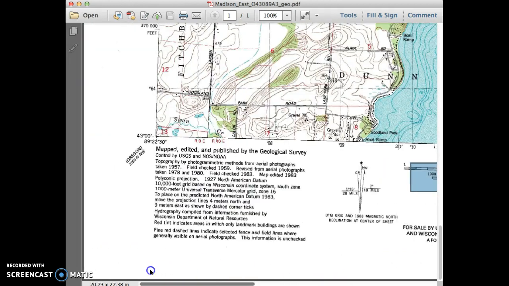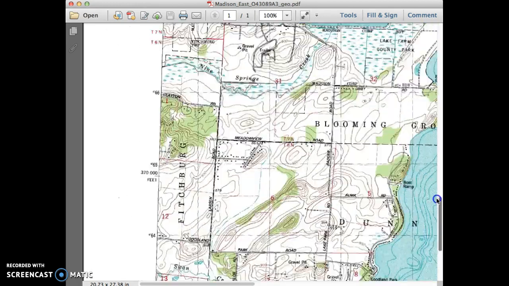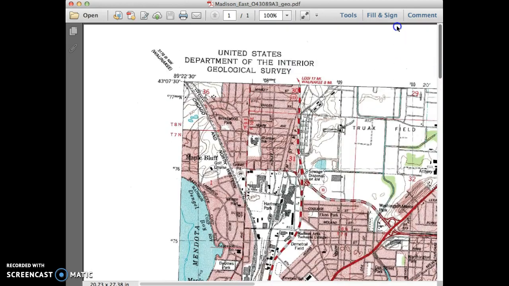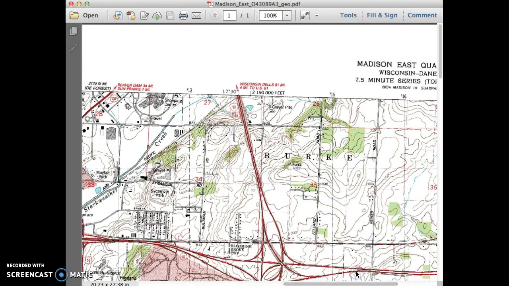You'll see that it does take a lot of time to create and edit and update these maps, and they are updated after time, because as humans we do change the landscape, so we want to try to make these as accurate as possible with our roads and our building information as well. So that is all I have for you about how to find information on a topographic map.